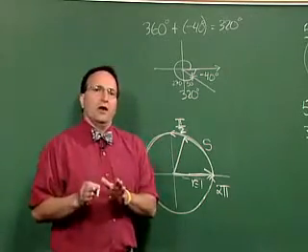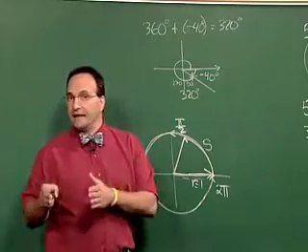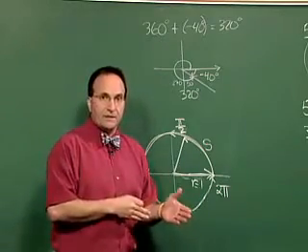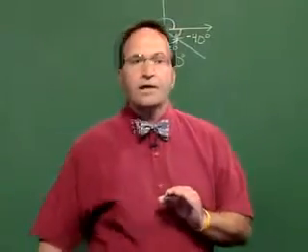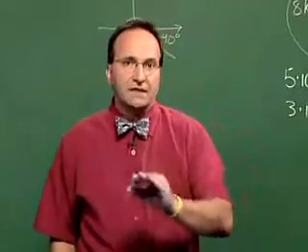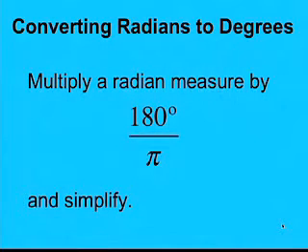So let's look at the relationship that leads to the development of the conversion from degrees to radians and from radians to degrees. And of course, that'll involve fractions. Here's our first one, converting degrees to radians. In that case, we multiply by pi over 180 degrees, and then we simplify. For converting from radians to degrees, we have a similar conversion factor. It's multiply the radian measure by 180 degrees over pi, and then simplify.